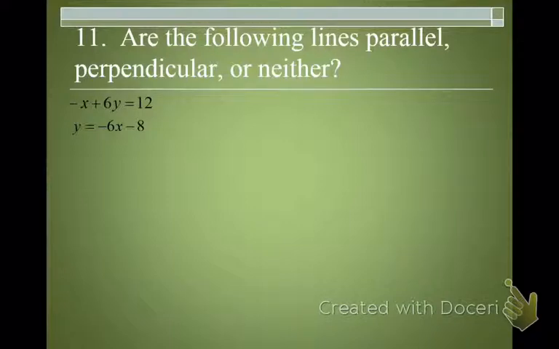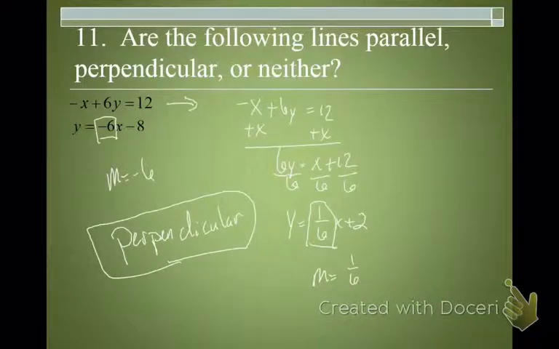What'd you decide? Again, got to find the slopes. Okay, the slope for the second line is -6. You got to do some work to get the slope of the other guy, which is positive 1/6. And so these are going to be perpendicular. If you take one slope, flip it, and switch it, you get the other one. Okay, so hopefully you were able to determine that.